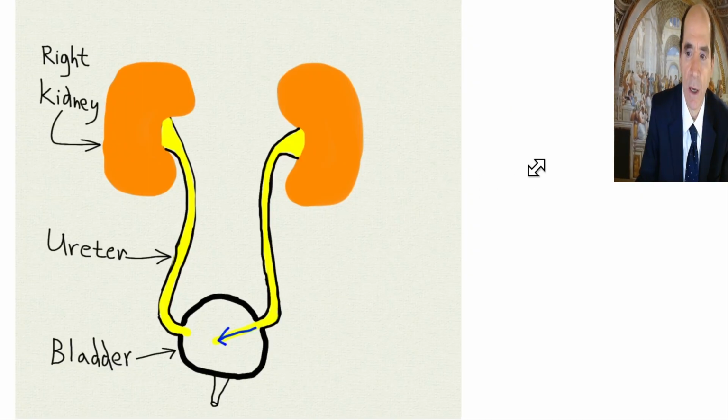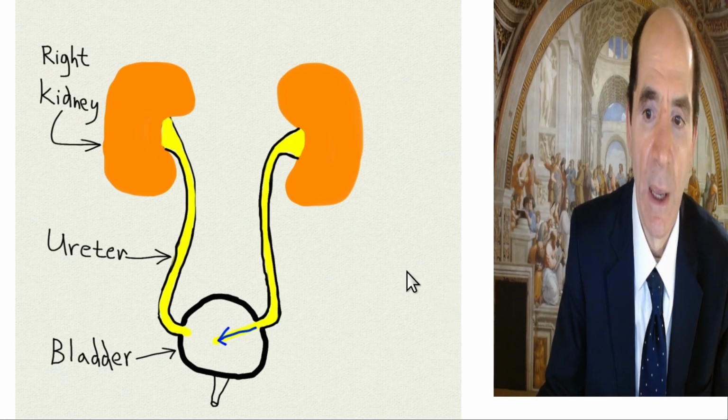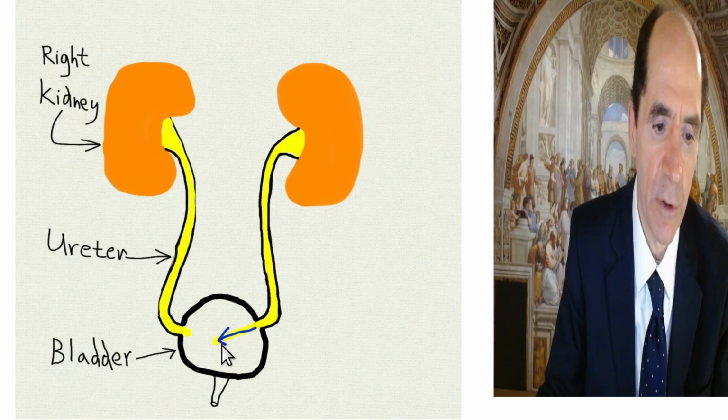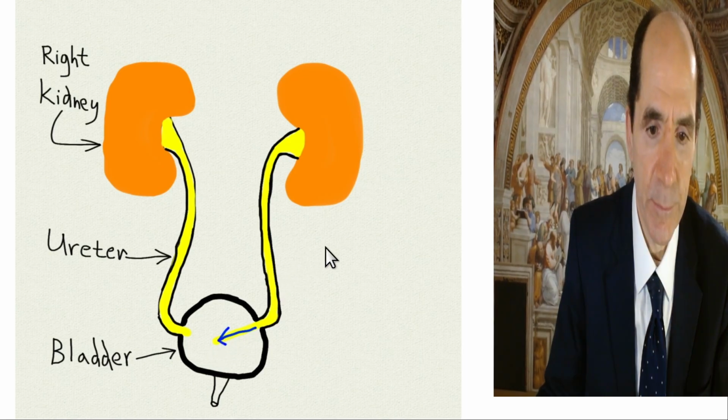Here's sort of the big gross anatomy version of it. And you can see, the urine is filtered from the kidney into the ureter, travels down to the urinary bladder, goes into the bladder.